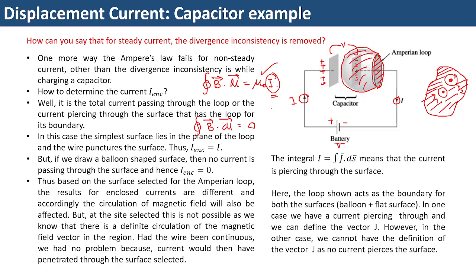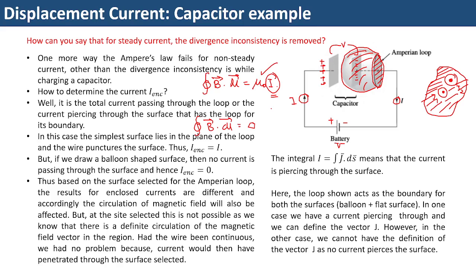So many different kinds of surfaces may have the same loop. In this case, if we consider the open surface loop, which is allowing the current lead to pierce through it, it was giving us a value mu naught I. But whenever I considered a pot shaped surface or the balloon shaped surface, through which the current lead was not piercing through, it was not holding up a current.